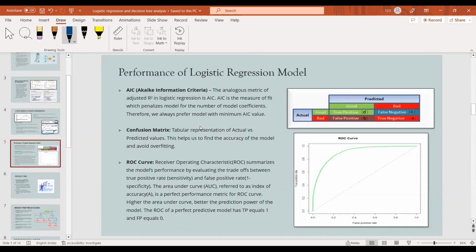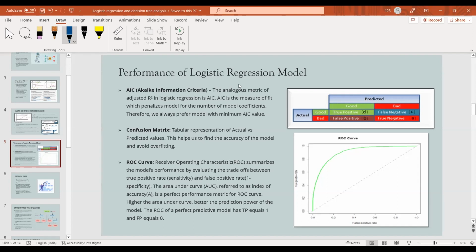So coming on to the performance of logistic regression, before turning to this, I will also turn to the practical implementation of the logistic regression model. It's a short demo though. I have taken a very basic data set, but I will show you that. So before moving on to the decision tree, I will have a short demo of that as well.